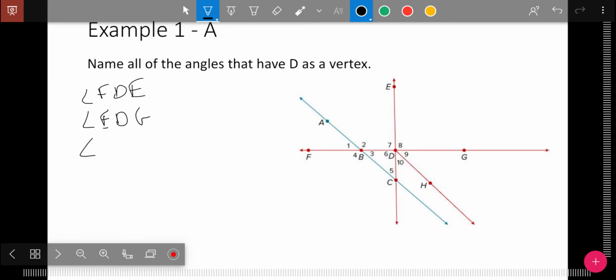And then angle, what is the next one with D as a vertex? GDH would work. All right. Also, HDC would work. And so let's get those 2 down: angle GDH and angle HDC. Now we did GDH and HDC. We could also do the whole combined of those 2, angle GDC. Angle GDC.